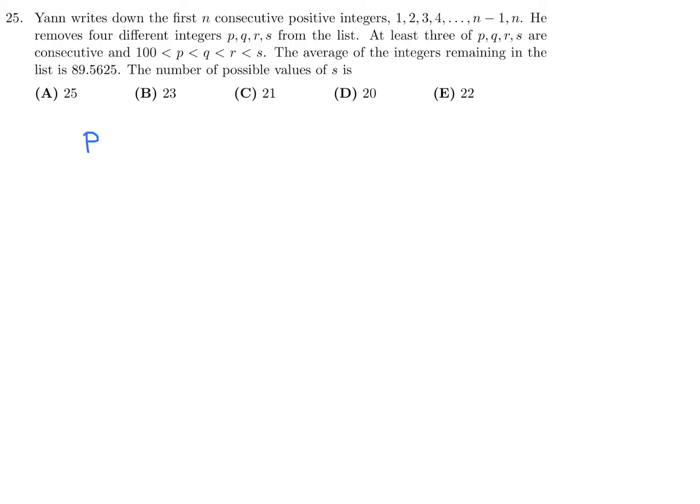p, q, r, and s. Those are the 4 numbers. Now, they're saying that at least 3 are consecutive. Okay, so that means either 3 are consecutive or 4 are consecutive. If 4 are consecutive, this would be x, x plus 1, x plus 2, and x plus 3, right? And then the sum, which I can just denote as, I guess, s. Don't get confused with that s. I'll just call it large S for sum. It looks to me like 4x plus 6.